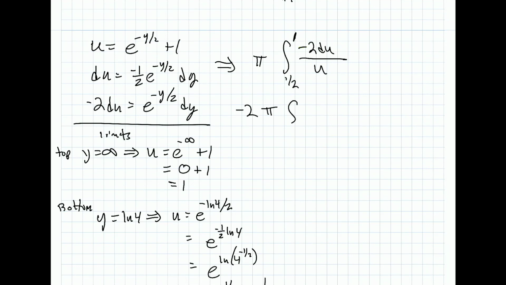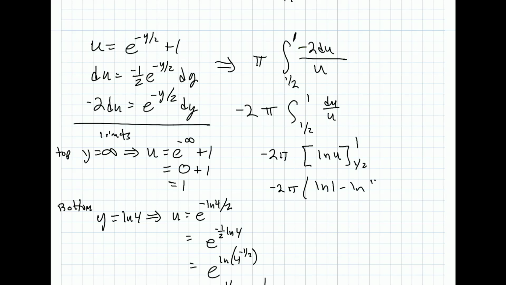Take the negative 2 out, so we have 1/2 to 1 du over u. So you have negative 2 pi. The antiderivative of du over u is ln u from 1/2 to 1. So negative 2 pi ln 1 minus ln 1/2. There's a mistake here. Hold on, let me just check this.